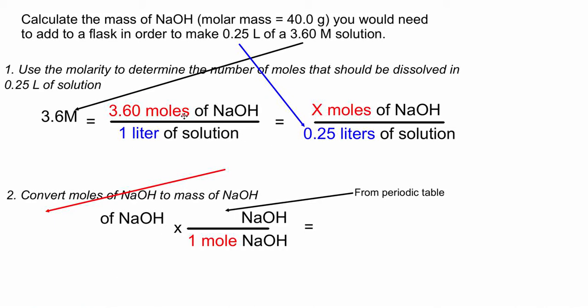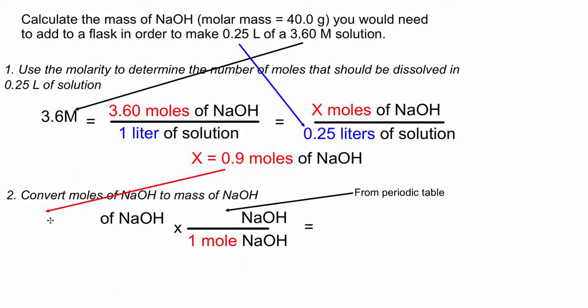So cross multiply: 3.6 times 0.25 equals 1 times X. Solve for X, and you end up with 0.9 moles. So we got 0.9 moles of sodium hydroxide that we're going to put in there. However, scales can't measure in moles, scales have to measure in grams. So we have to do a quick mole to mass conversion.